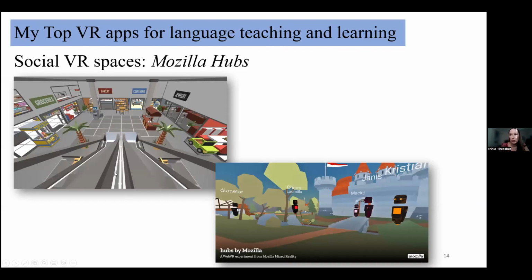You can build things in here very easily. They have a lot of templates that you can choose from. And then they also have a massive database of 3D objects that you can bring in to customize the space to fit whatever you need based on what you're doing with your students. You can also bring in images, documents, PDFs, etc. So it's really easy to customize without having a coding background compared to some other apps.